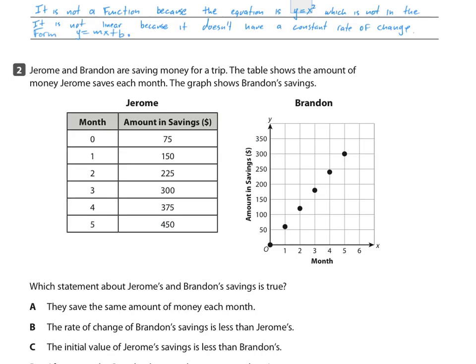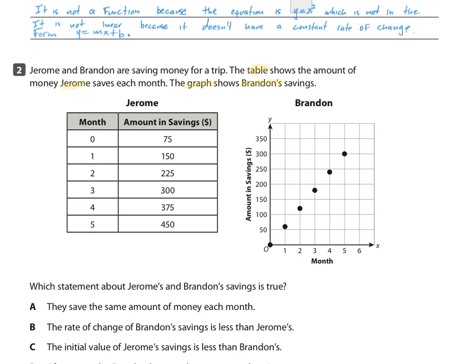Problem number 2 says, Jerome and Brandon are saving money for a trip. The table shows the amount of money Jerome saves each month. The graph shows Brandon's savings. So we are connecting Jerome to the table and Brandon to the graph. To be able to compare them to figure out which one is more expensive, you need to consider a couple things. You need to write the slope and the y-intercept.